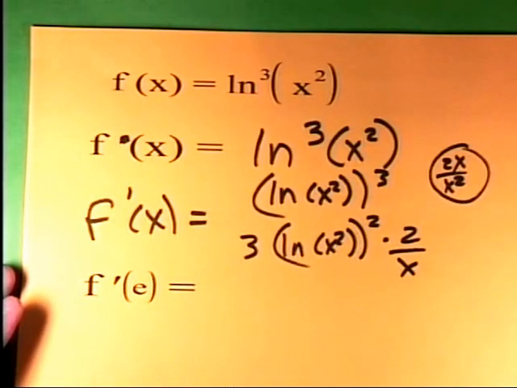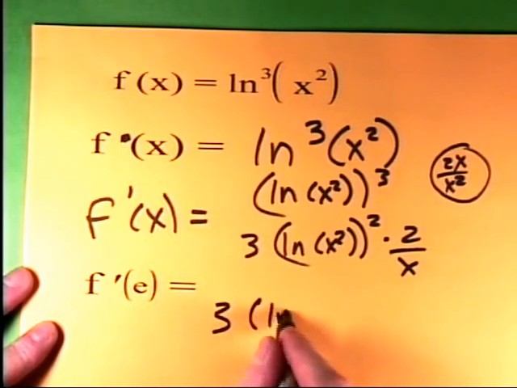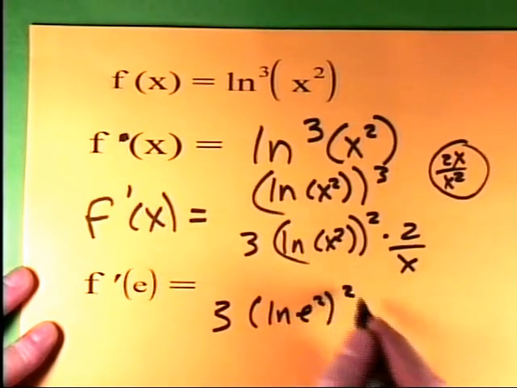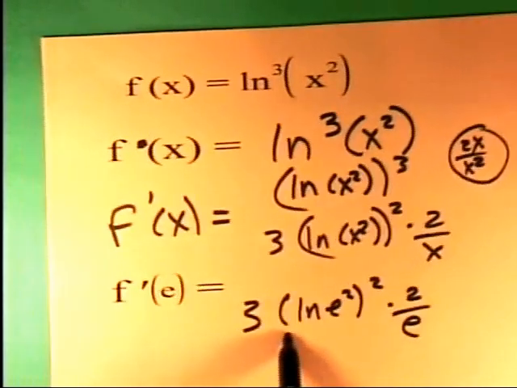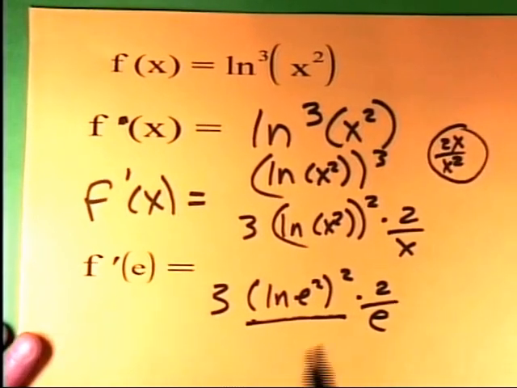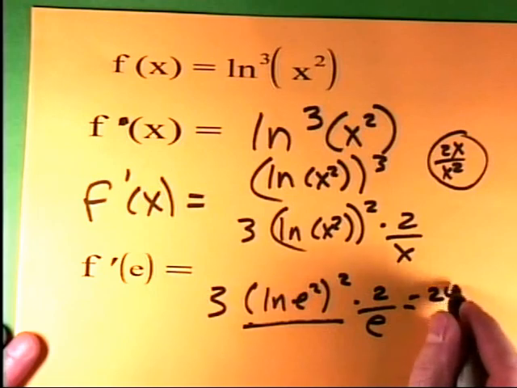So if that's the case, what would f prime of e be? Well, let's plug that in. So it's natural log of e squared, quantity squared, times 2 over e. How can we simplify that? It's going to be 6, so make that 6 over e. How do we simplify this in here? What's natural log of e squared? It's 2. So this is 2 squared, that's 4. 4 times 3 times 2, the answer is 24 over e, right?